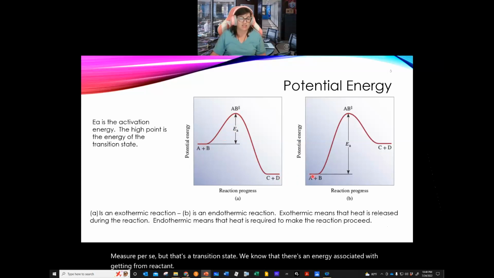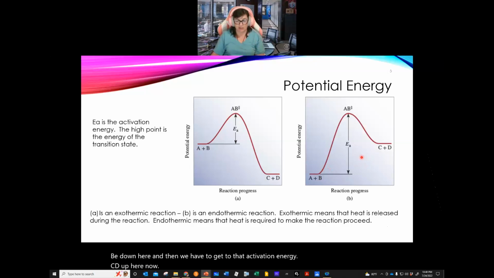We can see that there's a similar process that happens when we start with A and B down here, and then we have to get to that activation energy to have C and D up here. Now, this requires energy to be put in to make this reaction happen.